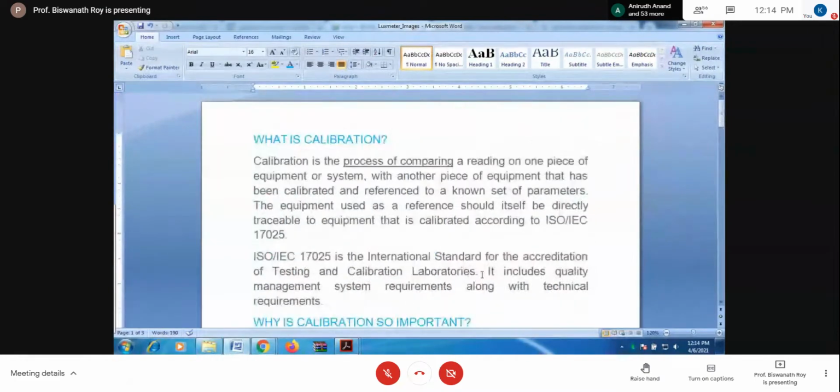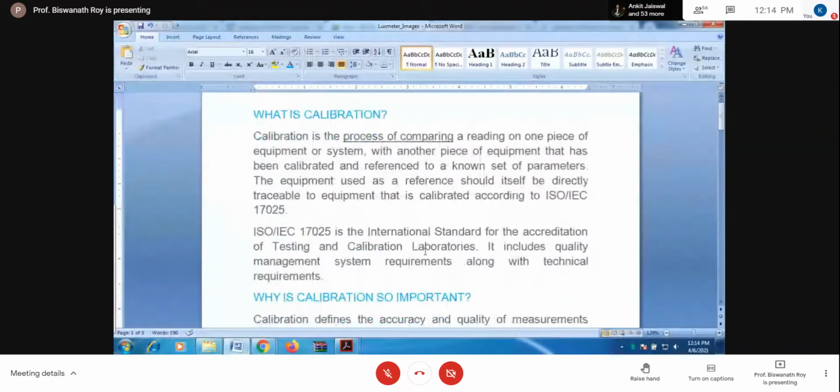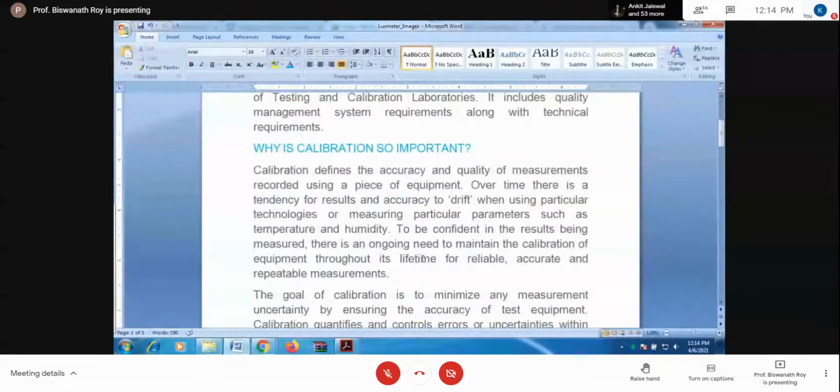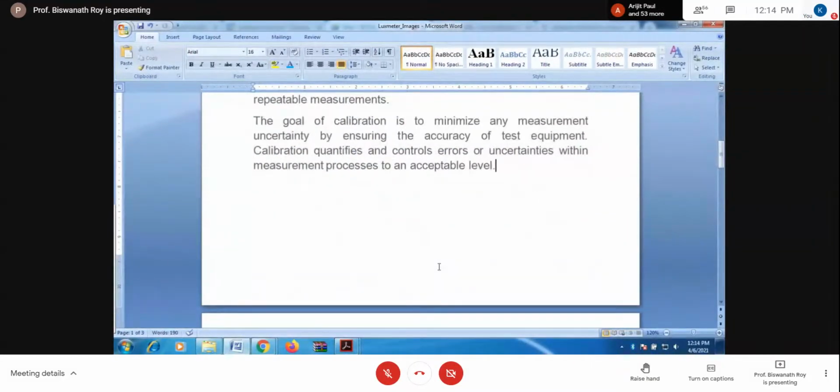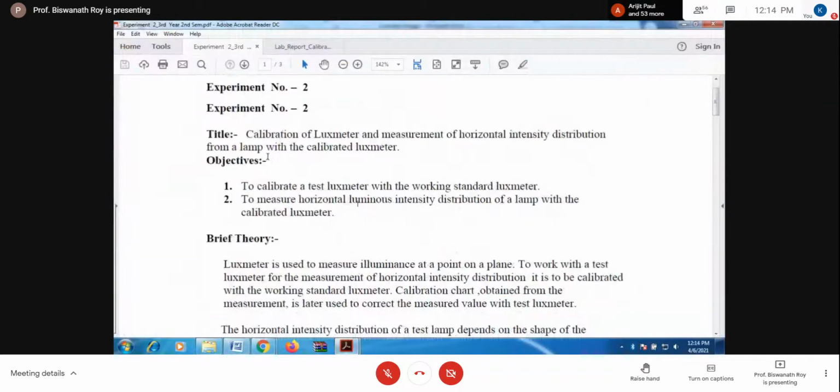Okay, any question up to this? What is calibration and why is it important? Any question? So after the discussion on calibration of lux meter, what calibration is and why it is necessary, I'm going to show you what a lux meter is.